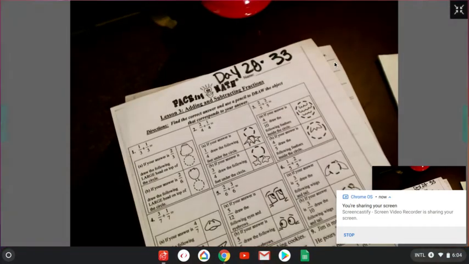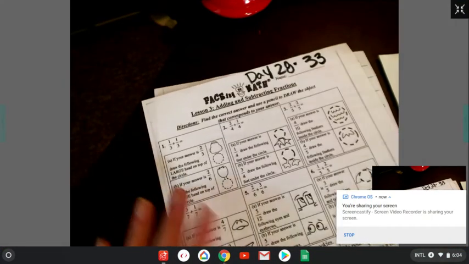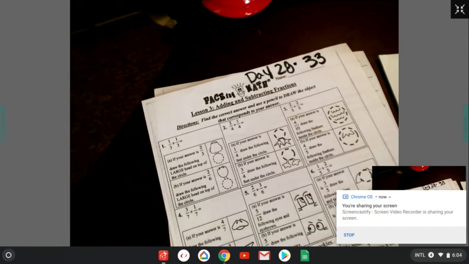All right, let's talk about the math for this week. So you're facing math this week is lesson 3, adding and subtracting fractions.